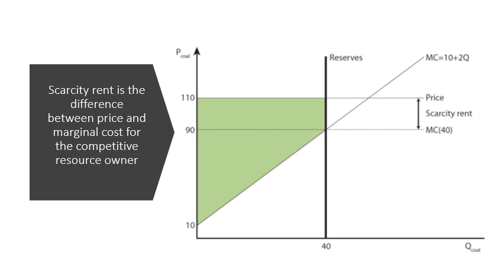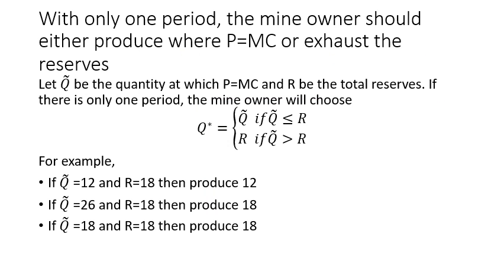This difference is defined as the scarcity rent. It's the difference between the price and the marginal cost for the competitive resource owner. With only one period, the mine owner should either produce where price equals marginal cost or exhaust the reserves. So that's what we saw in the previous graph. The mine owner would like to produce up to the point where price equals marginal cost, but the reserves don't allow that, so they produce less than the point where price equals marginal cost, and they've exhausted their reserves.